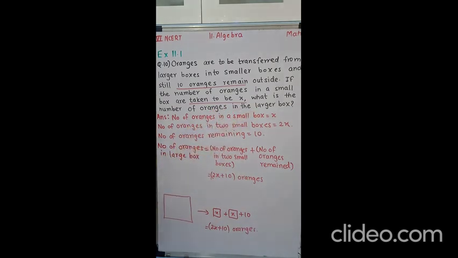So in a word problem in algebra, we always check with the variable given. So here the variable is what? x, and the 10 oranges are remaining. So we will also consider this. Yes, there is a big box here and a larger box is here. The oranges are transferred from the larger box to the smaller boxes. One small box contains x oranges and there are two small boxes. So x plus x and still 10 oranges are remaining.